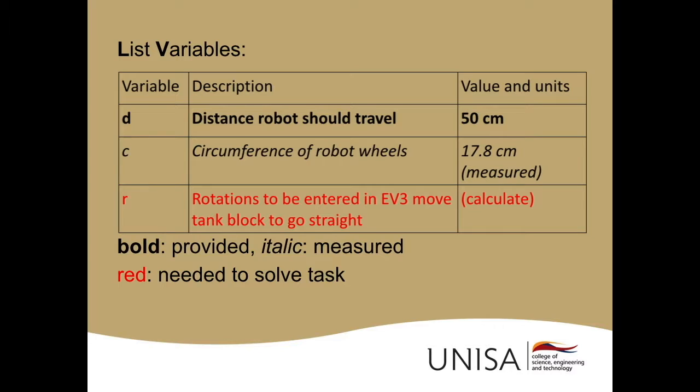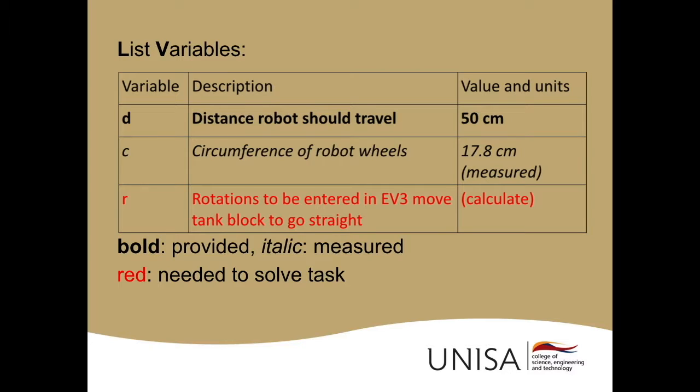Next, we said we're going to program in rotations, and we know that one rotation moves the robot forward by the circumference of the wheel. So we need to measure the circumference of the wheel, and we call that variable c. And for the wheels that I've used, I've measured that circumference, and it's 17.8 centimeters. You can just take a tape measure and wrap it around your wheel, or you can take a string or ribbon, wrap it around your wheel, and then compare to a ruler what the circumference of your wheels are.